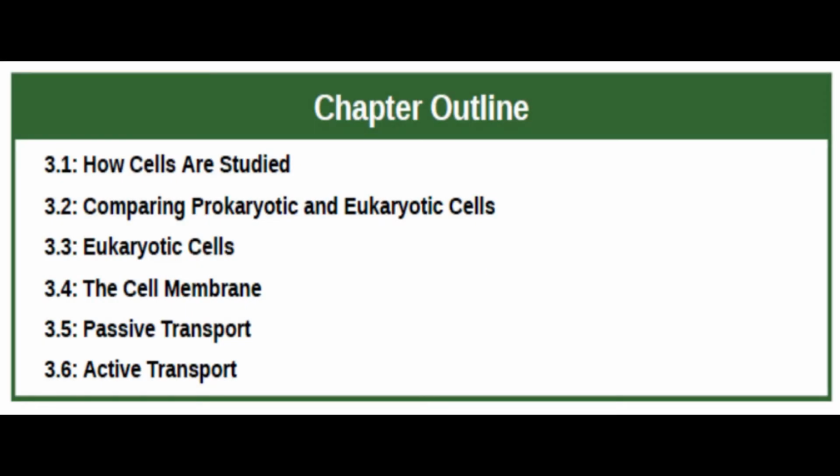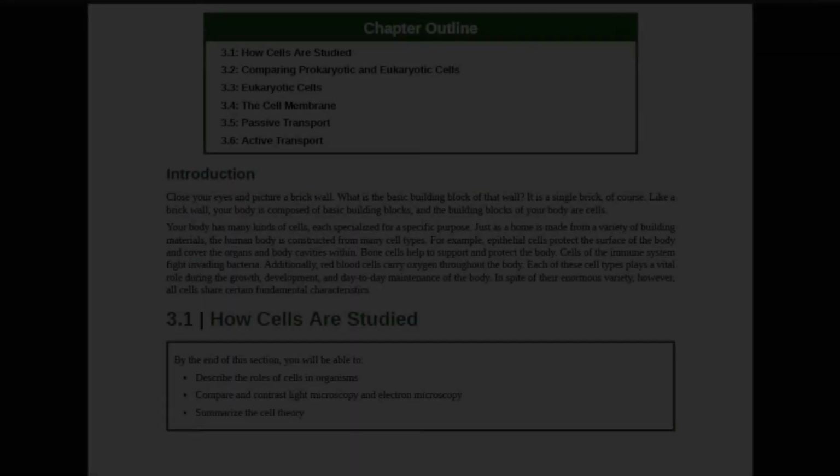Chapter Outline. Section 3.1. How cells are studied. 3.2. Comparing prokaryotic and eukaryotic cells. 3.3. Eukaryotic cells. 3.4. The cell membrane. 3.5. Passive transport. 3.6. Active transport. Introduction.